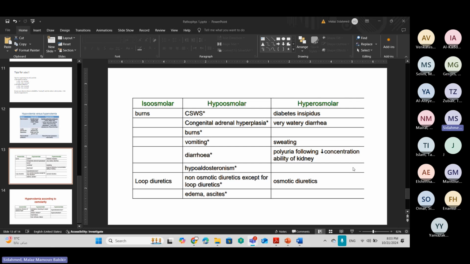Does anyone remember? I can answer again. Okay, go ahead. So when you vomit, you lose isosmolar fluid, and then that's compensated by RAS, and then again, ADH absorbs water, so hypoosmolar is the result. Exactly. Thank you so much.